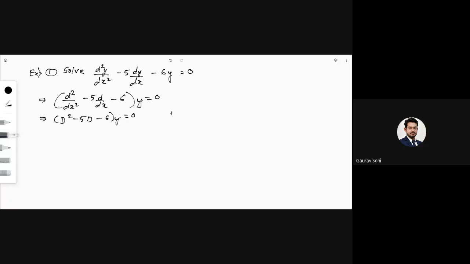So what is the auxiliary equation now? The auxiliary equation is D² minus 5D minus 6 equals 0. Quickly do this on your calculator. And what are the roots? 6 and minus 1. Yes, the roots are 6 comma minus 1. Once you get the roots, identify which case this fits in. So 6 and minus 1 are both real and both different.